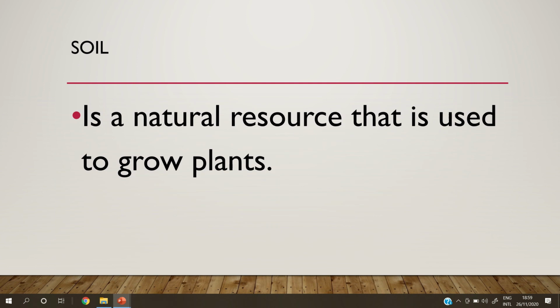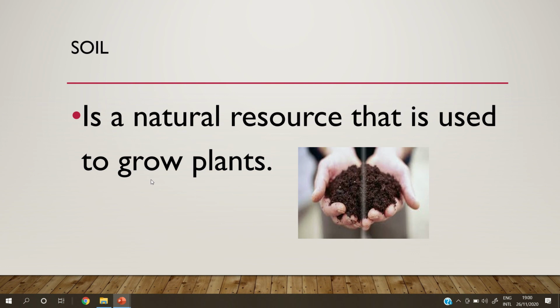Okay, let's zoom in to learn about one kind of natural resource. It is very important for the plants, for the animals and for the people. It is the soil. What about the soil? It is a natural resource that is used to grow plants.